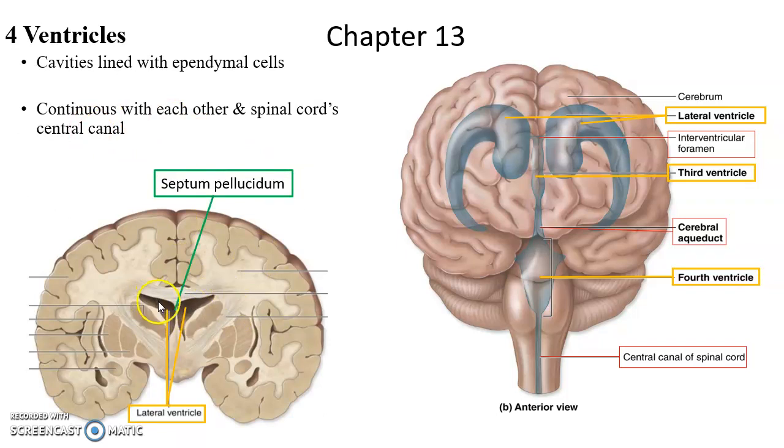The ventricles are spaces or cavities that are filled with fluid. That fluid is cerebral spinal fluid, and they are lined with epidermal cells, and it's the epidermal cells that produce the cerebral spinal fluid. And the ventricles are all connected to each other, as I mentioned, and also to the spinal cord's central canal and to the subarachnoid space. And here you can see the right and left ventricles, and there's a wall between them. That wall is called the septum pellucidum.